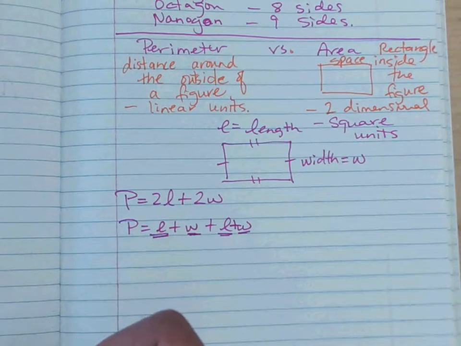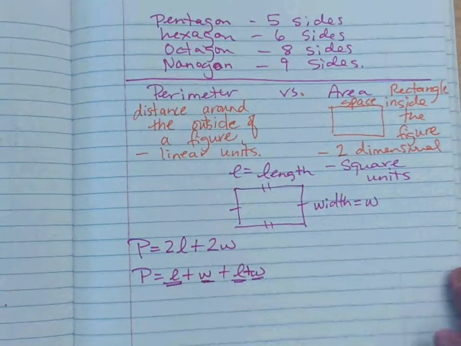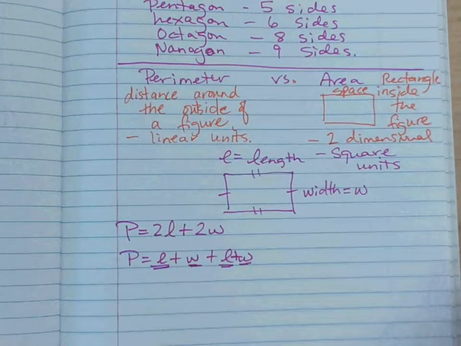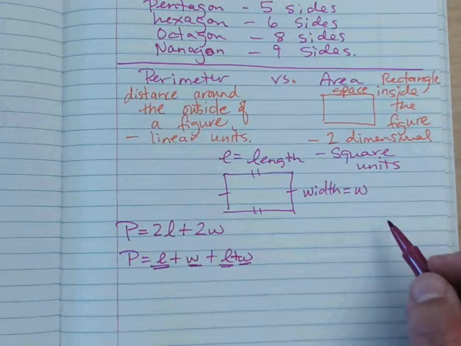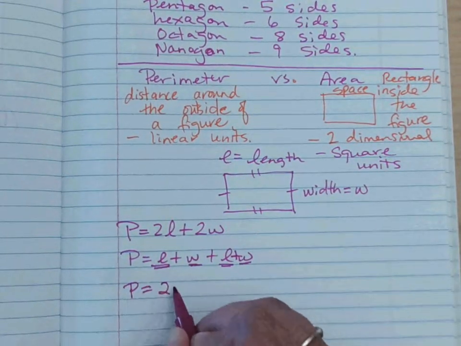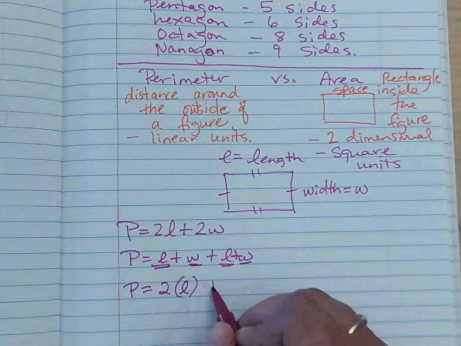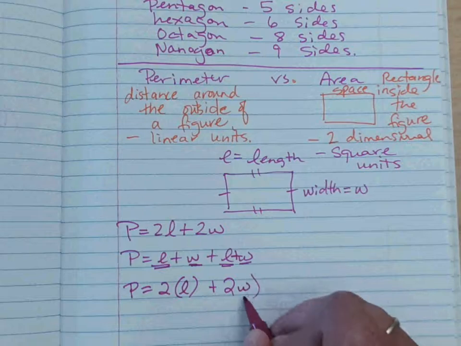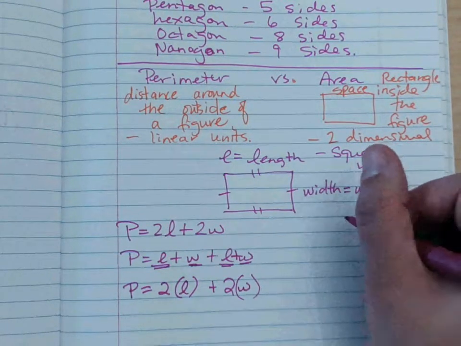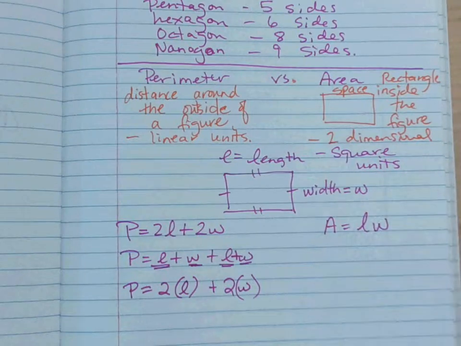If it's an irregular shape or if it's a pentagon that has 5 equal sides, we would just add all of those sides up. That's exactly what I'm writing here. 2 times length plus 2 times width, right? Same thing. Okay, so the area of a rectangle is going to be the length times the width.